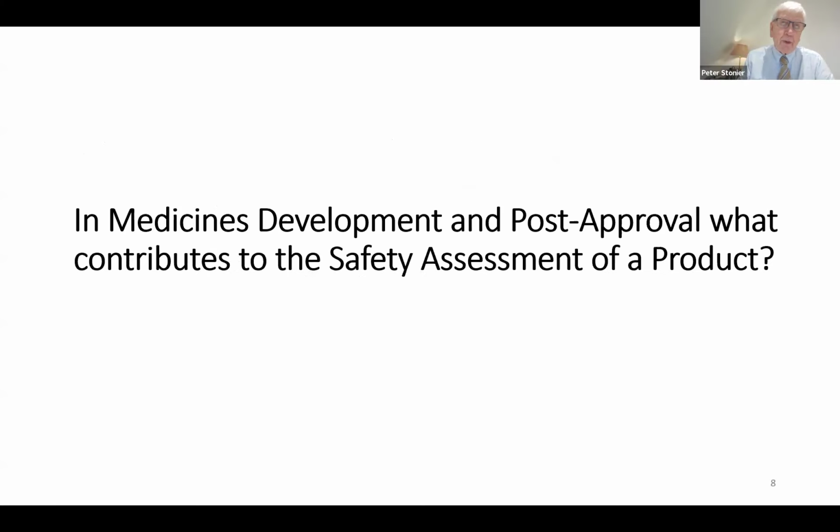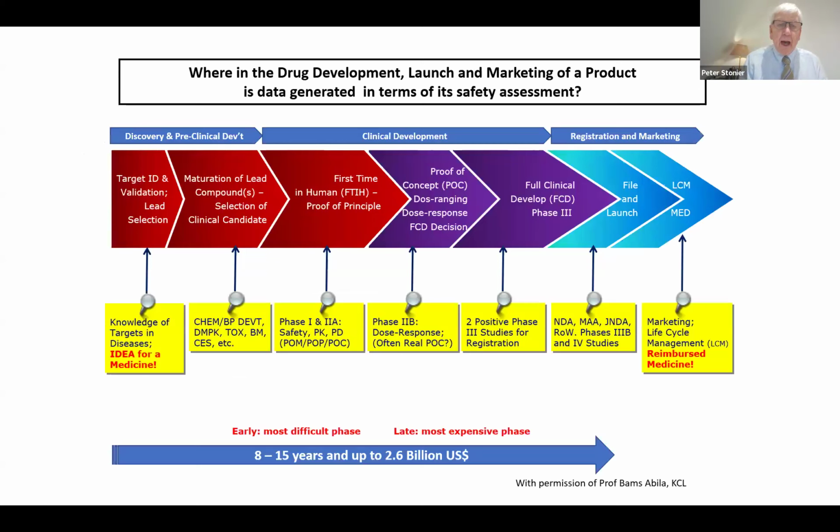So the first question we want to ask today is, in medicines development and post-approval, what contributes to the safety assessment of a product? I'm just going to go through now where in drug development, in the launch and the marketing of a product, data is generated in terms of its safety assessment.